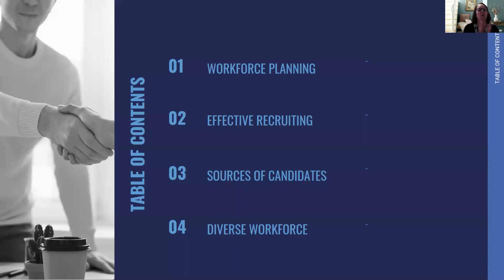Okay, so the four areas we will talk about today are workforce planning, effective recruiting, where do you find candidates, so your sources of candidates, and creating a diverse workforce.